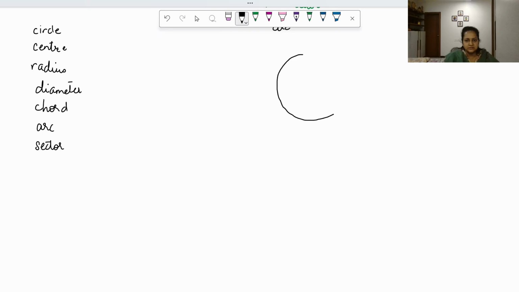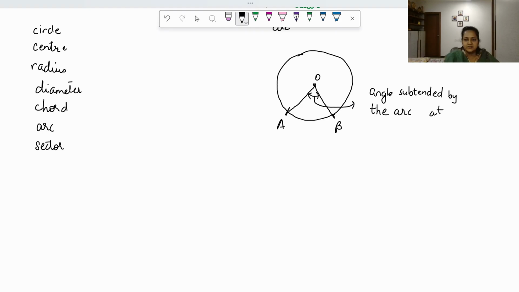In a circle, if this is the center of the circle and I take an arc AB, okay? If we join the endpoints of the arc to the center, what do we get? We are getting an angle. So this is called the angle subtended by the arc at the center of the circle.